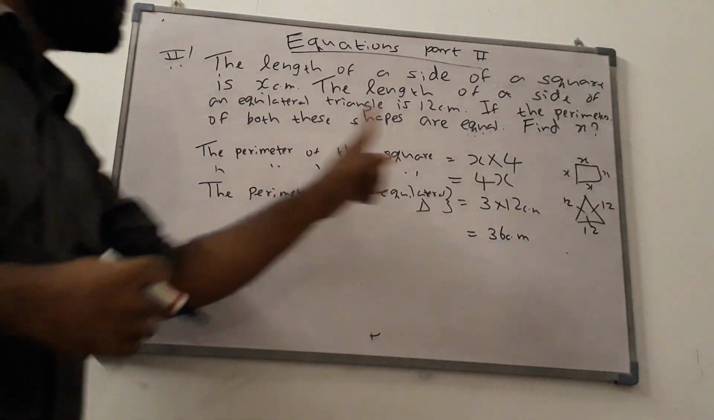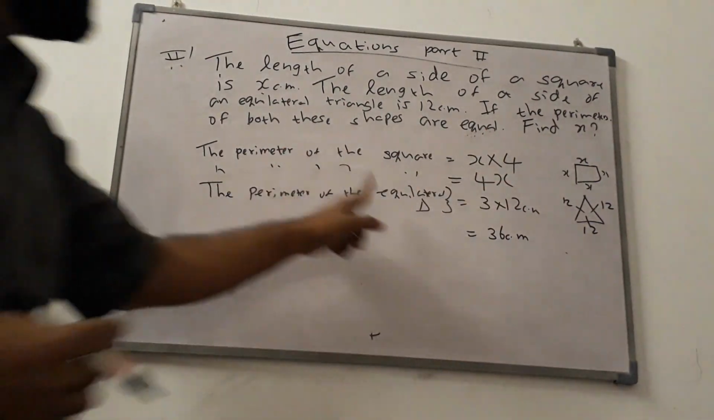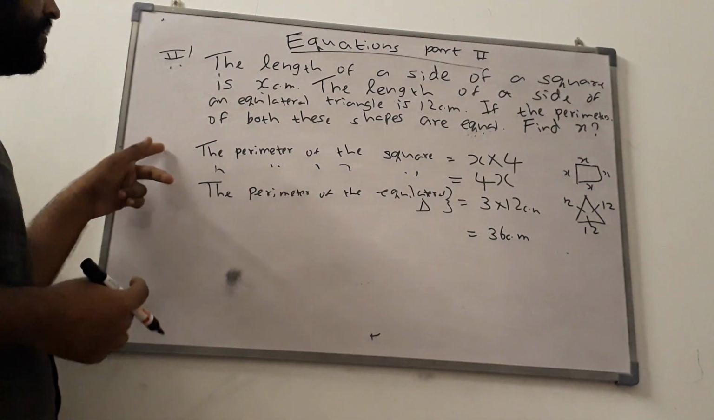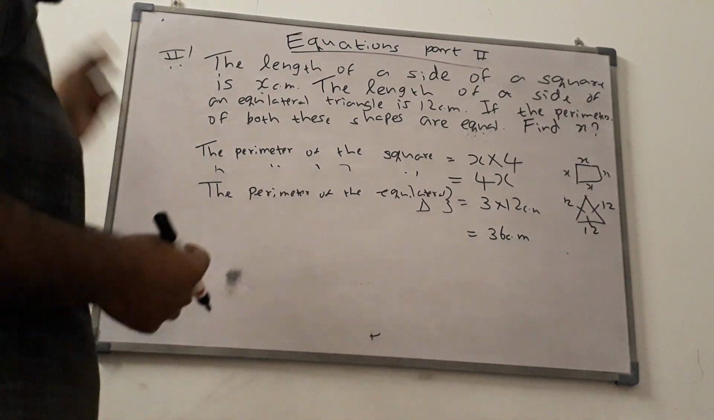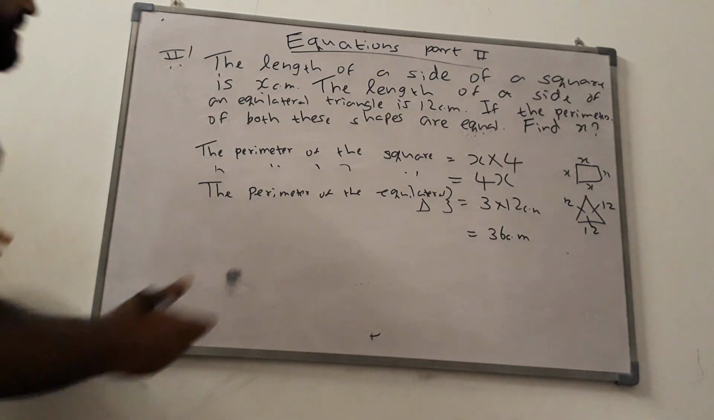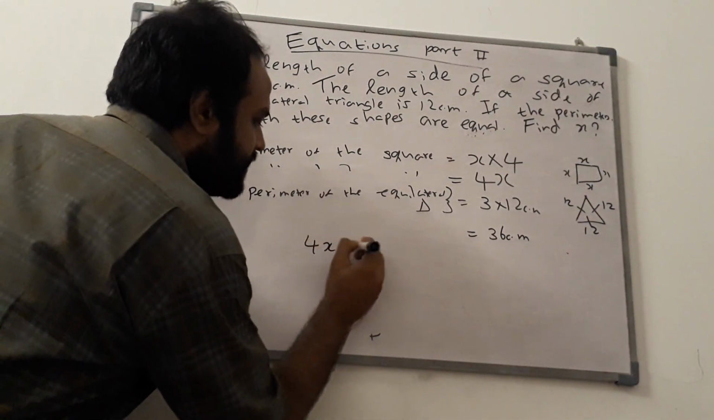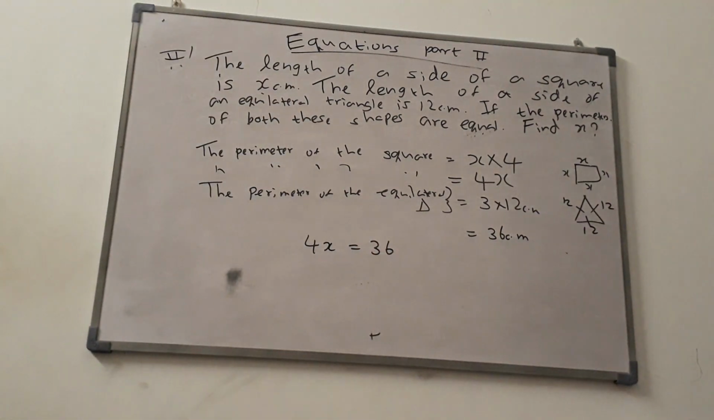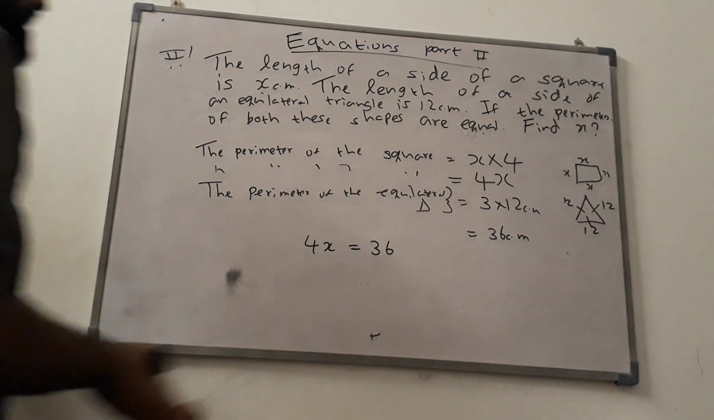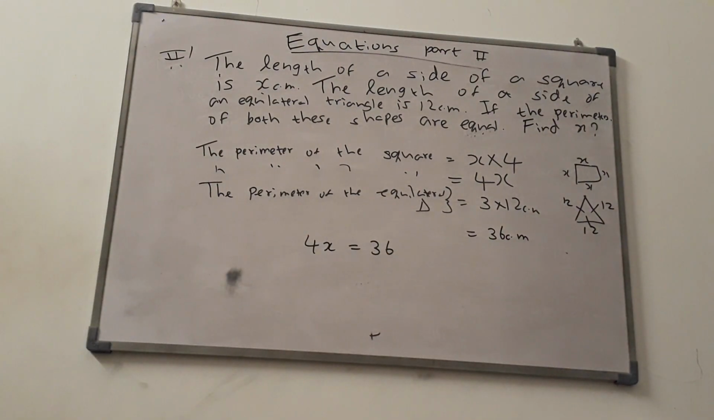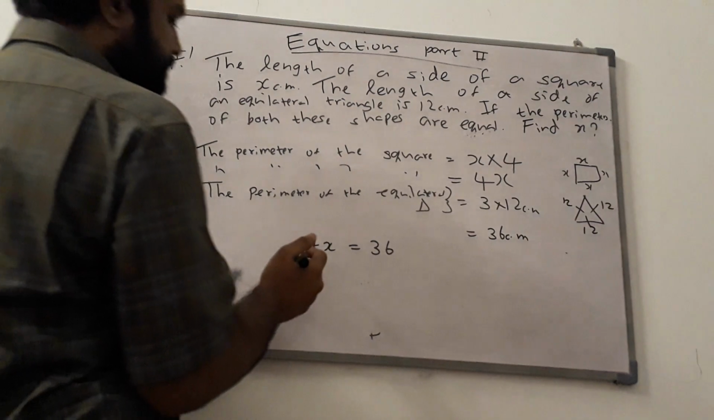The perimeter of the square is 4x, the perimeter of the equilateral triangle is 36. Now we know these two are equal. The perimeter of the square is equal to the perimeter of the equilateral triangle. So we can say 4x equals 36. Now what we have to do is find x, or the length of a side of a square.